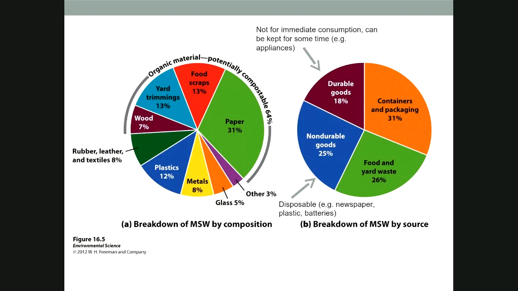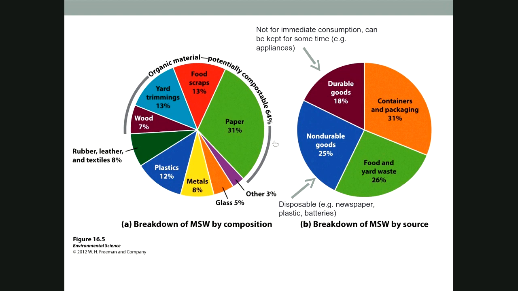Okay, so in the United States, the average American produces about 2 kilograms of waste per day. If I were to take that waste and categorize it, the greatest type of waste by composition would be paper. Paper makes up 31% of all of our municipal solid waste. If I were to categorize that even further, I would see that the greatest source of municipal solid waste is containers and packaging.